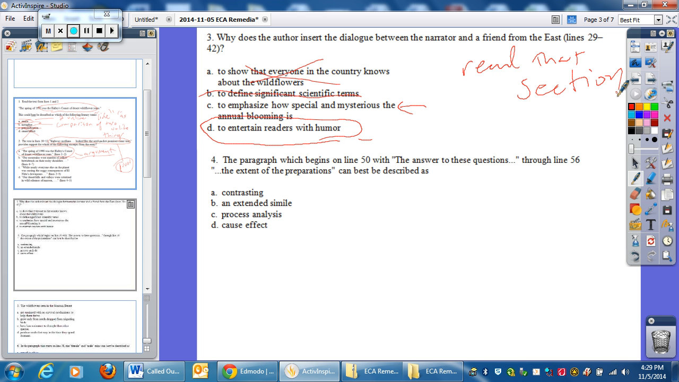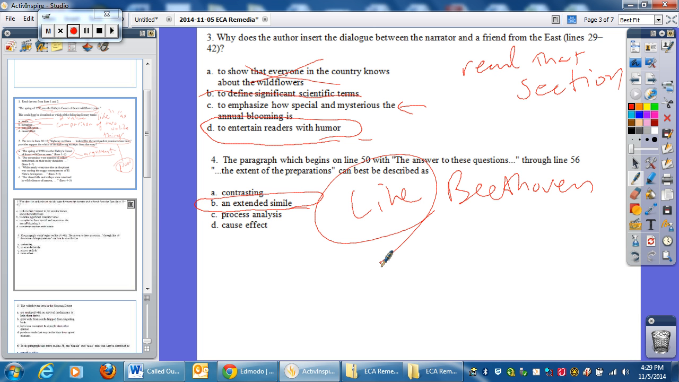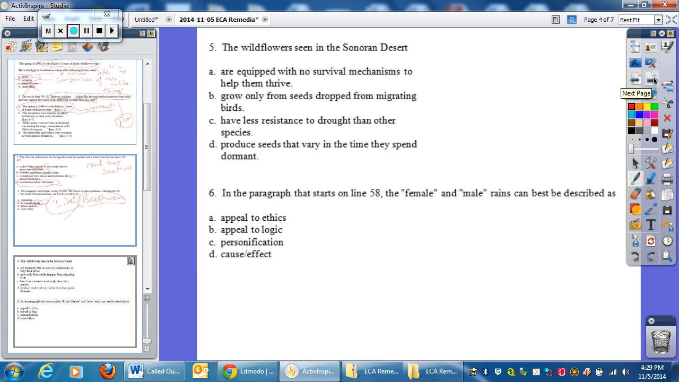Okay, this is an extended simile. How do we know this? Because the author says it is just like a Beethoven symphony. And the key word in those first sentences is the word "like." That's what makes it an extended simile. So the answer to these questions is like the preparation for a Beethoven symphony. The key word was "like," so that makes it a simile, and then it was compared to this Beethoven musical piece. That being said, it brings us to number 5.